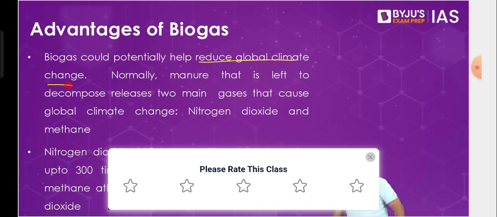Now, even if we talk about animal waste, let's say for example cow dung. Even if something like cow dung is just left like that, naturally also we know that decomposition will happen. Correct? If you have seen cow dung and if you observe it for 10 days, then you'll see that within 10 days it will almost vanish.